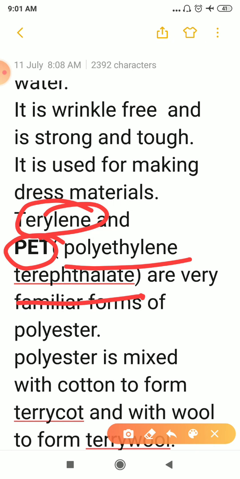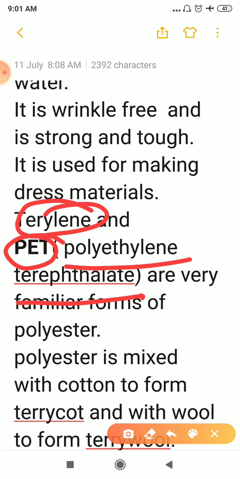Polyesters are made from petroleum products, and these are made from the repeating units of esters. Ester is combined together to make polyester. The small units of esters are combined together to make the polymer polyester.